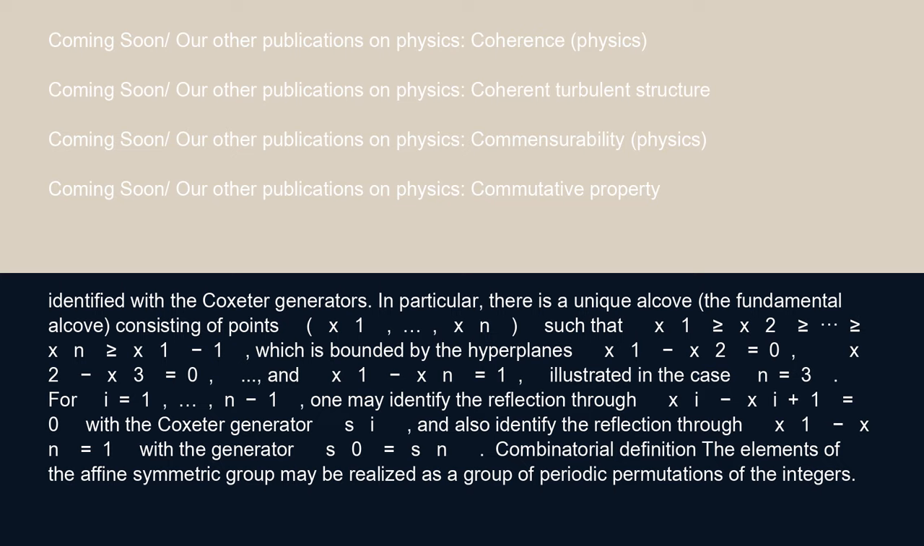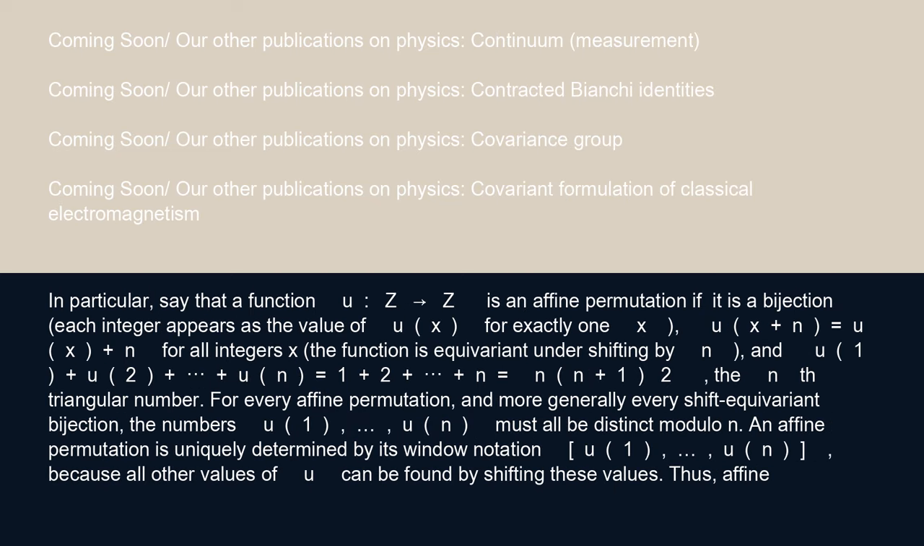Combinatorial definition. The elements of the affine symmetric group may be realized as a group of periodic permutations of the integers. In particular, say that a function u: Z → Z is an affine permutation if it is a bijection, so each integer appears as the value of u(x) for exactly one x, and u(x + n) = u(x) + n for all integers x. The function is equivariant under shifting by n, and u(1) + u(2) + ... + u(n) = 1 + 2 + ... + n = n(n+1)/2, the nth triangular number.